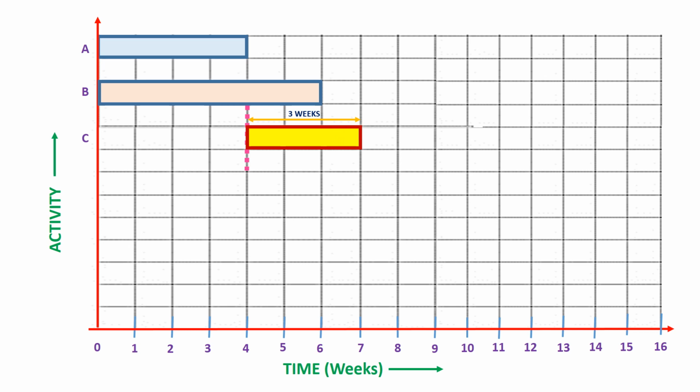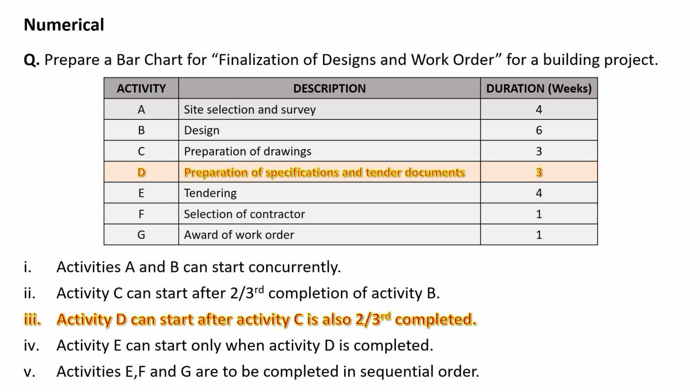Next, we'll move on to the next activity, which is activity D. Activity D can start after activity C is also 2/3 completed. Similar to the previous relation, activity D can start after 2/3 completion of activity C, and the duration of activity D, that is preparation of specification and tender documents, can be seen from the table, which is 3 weeks. Now let's see how to draw activity D.